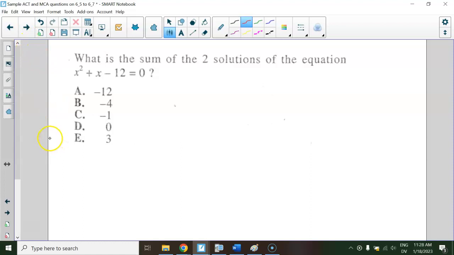Alright, so here's our first one. Two solutions to this equation. See if you can find them, and then you have to find the sum. The ACT does this weird kind of thing, we have to find the sum, but see if you can find the two solutions and then add them together.